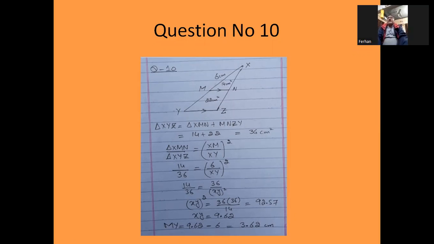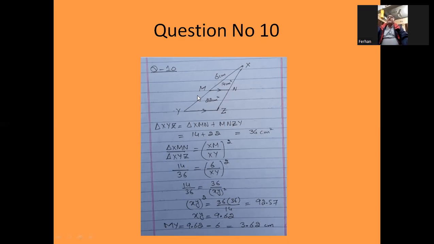So the triangle XMN divided by the triangle XYZ will be equal to XM whole square divided by XY whole square. So 14 divided by 36 is equal to 6 by XY whole square. So you will have 14 by 36 equals 36 by XY whole square. So XY whole square will be equal to 36 multiplied by 36 divided by 14, and you will get 92.57. MY will be equal to XY minus XM.